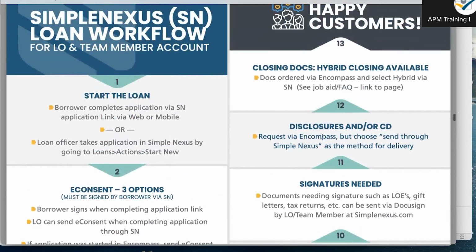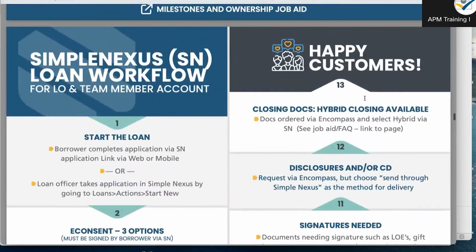Disclosures and or the CD, you can actually request those in Encompass, but just choose to send them through SimpleNexus as your method of delivery, and that's how the borrowers will get it. The other great thing is the hybrid closing that's available through SimpleNexus. Your borrowers can sign the majority of their documents through SimpleNexus. Again, it just keeps them in that same area the whole time. And there's a separate video on that, so be sure to check out the separate video that we have, as well as the job aid for the hybrid closing. And that's it. We're going to go ahead and dive in now to the rest of the trainings.